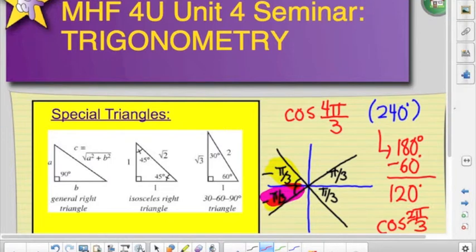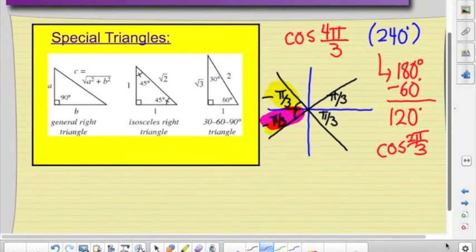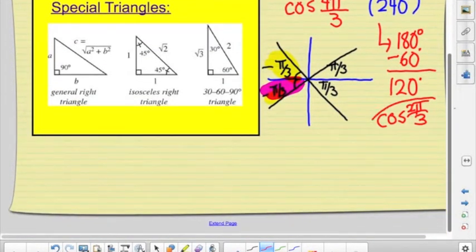In your unit guide, they might ask you more, but we're going to stop there. This is the only angle it would be equivalent to if we're just talking from 0 to 2 pi. If they give you a range up to 3 pi, you would add another 360 degrees to 120 degrees to get another related angle, or 360 degrees to 240 degrees to get another related angle. Does that kind of make sense to you guys?